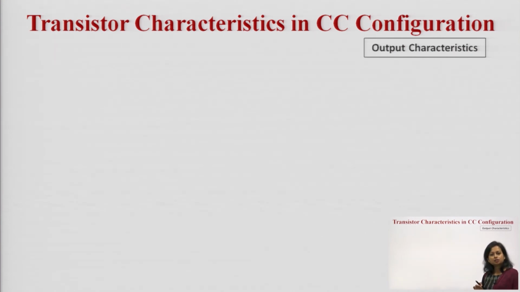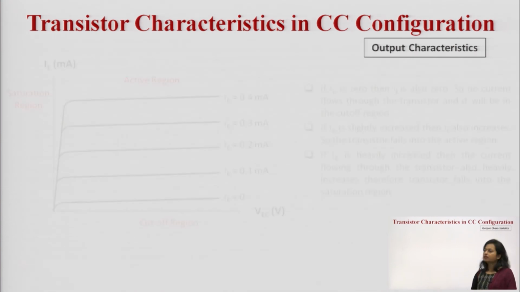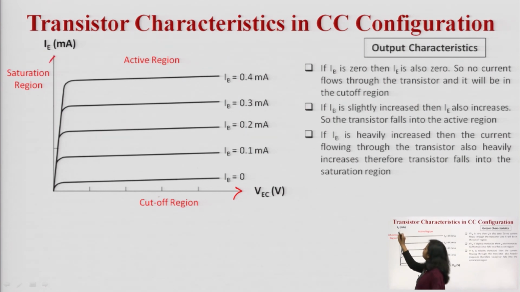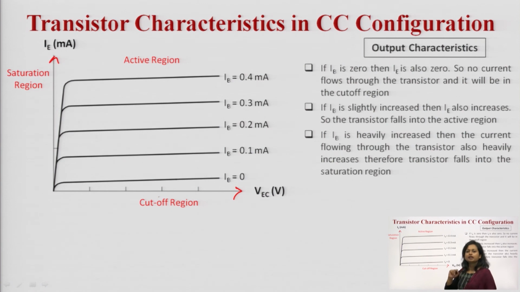For the output section, recall the output section of the common collector configuration. The collector terminal is common, so the output is between emitter and collector. So what curve are we going to plot? The curve is between the output voltage, which is VEC, and the output current, which is IE, by keeping the input current constant. So for different values of IB, you can plot this curve.